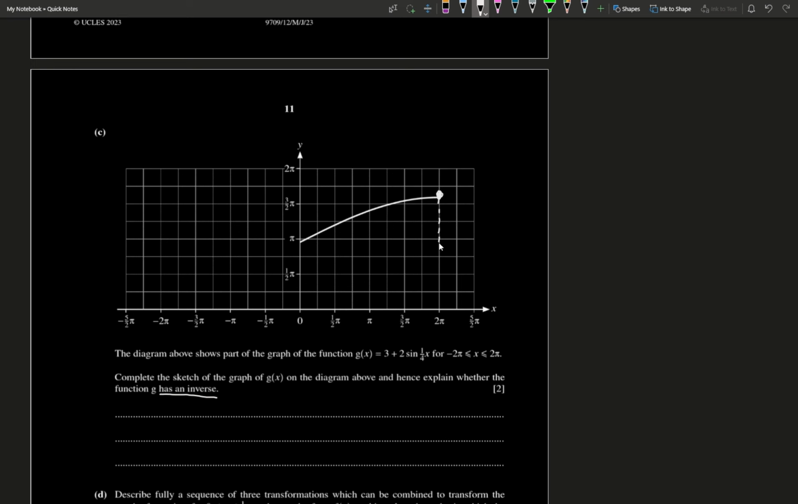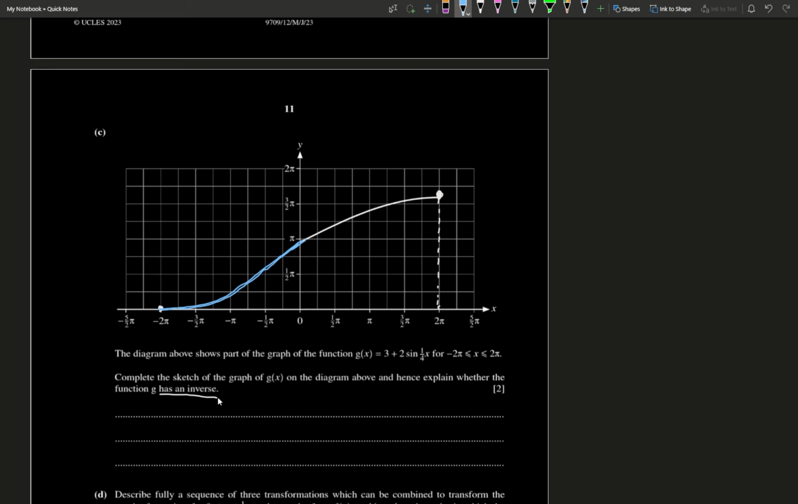As you can see here, our maximum point is at 2 pi. That means that our minimum point would be at negative 2 pi. If I can just draw, complete your graph like this, and we have a minimum point at negative 2 pi. That looks more like a straight line. Wait, let me fix it. Okay, that's better.